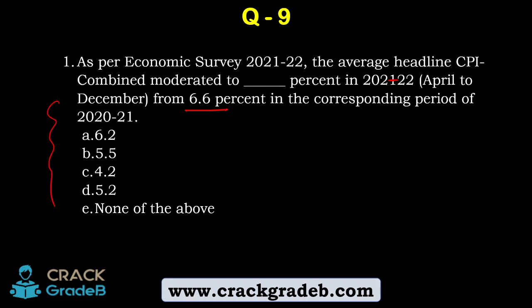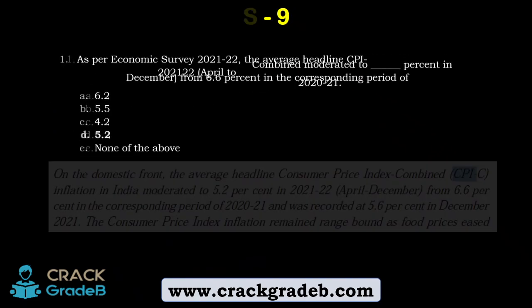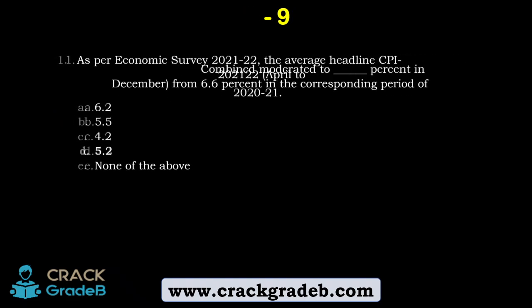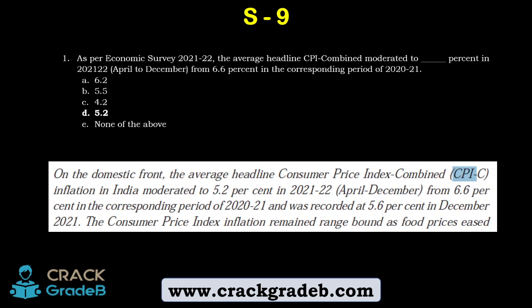Yes, but that is more related to your descriptive part. Initially, it was recommended that those are the things to be read by people giving UPSC and not by people who are just preparing for RBI Grade B or SEBI. But now you too have the descriptive paper. So those kind of things become important for descriptive, for which we'll bring out a video. Do not worry about that. Now let's see the answer. On the domestic front, the headline CPI combined inflation moderated to 5.2% in 21-22. The consumer price index remained range bound as food prices eased.